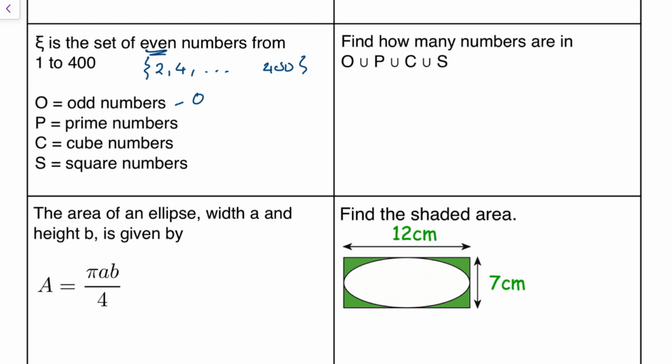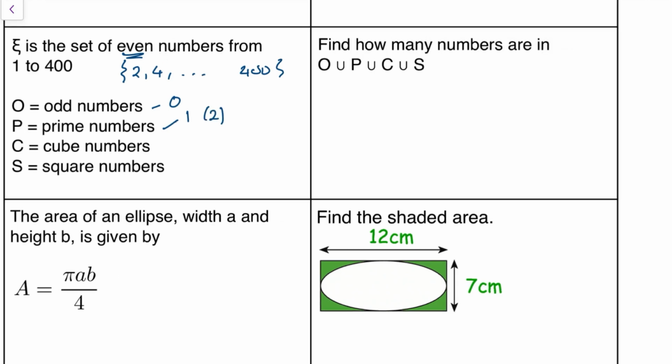What does it want to do, first of all? Find out how many numbers are in OP. Okay, so basically what's the total of numbers that we've got here? This is not as bad as it looks. So how many odd even numbers are there? Well, there's 0. How many even prime numbers are there? There's 1, and that's the number 2.